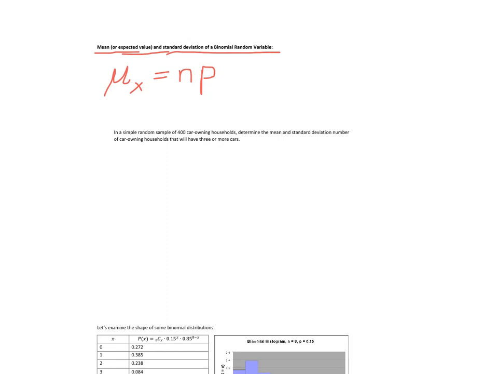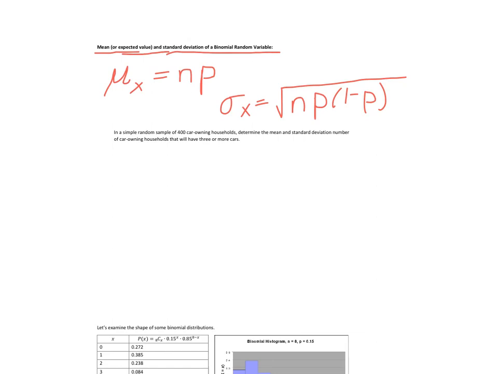Our standard deviation is the square root of the mean, n times p, times the probability of failure. And then we take the square root of that.